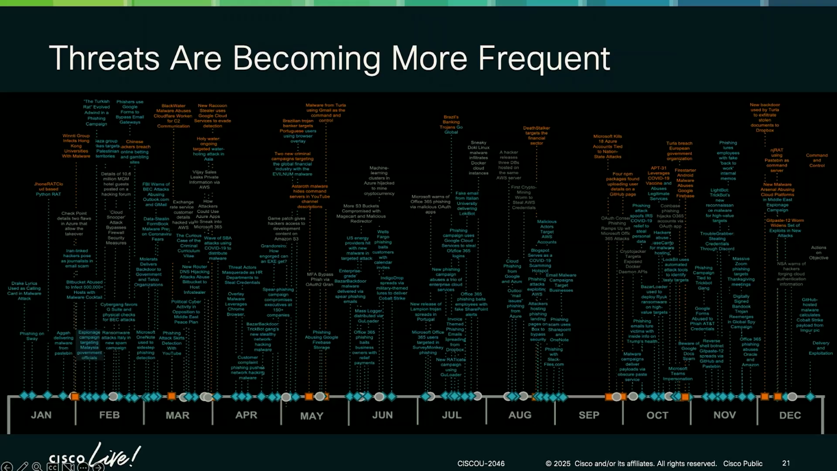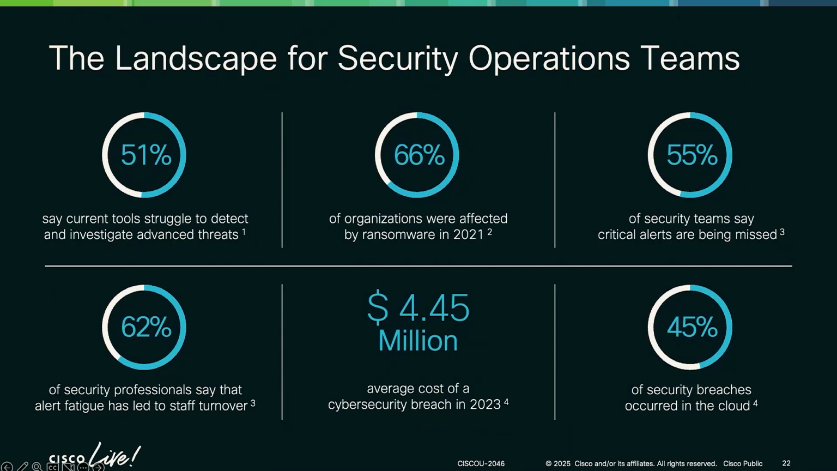This is just an example from a few years ago, but the number of different vulnerabilities and attacks being leveraged against those vulnerabilities are rapidly increasing over time. And if we take a look at how security operations teams are facing this challenge, 51% of teams say that they're struggling to detect and investigate these advanced threats. 66% of them were affected by malware a few years ago. 55% of security teams say that critical alerts are being missed. You can read some of these statistics for yourself.